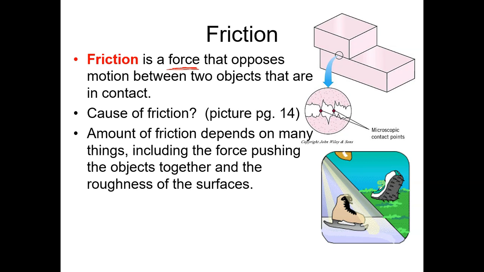The amount of friction is going to depend on lots of things. Some of those things include the force that pushes the objects together. We'll see that coming up, and also the roughness of the surfaces. You see a picture here like with the cleats for a football field or skates on the ice.